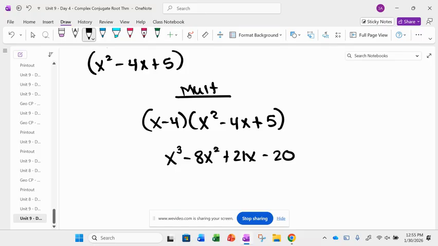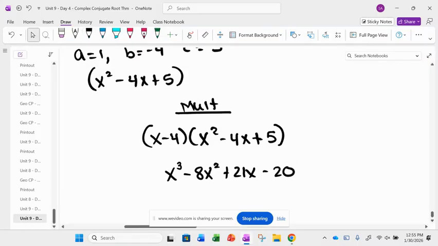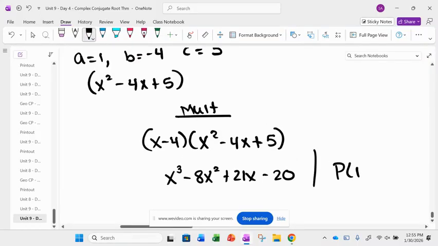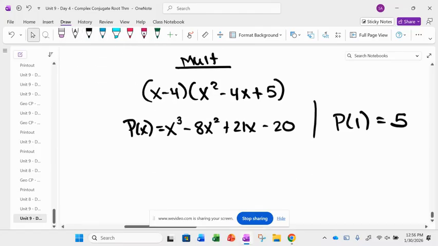But I added another layer in here. What did I say? We also need P of 1 to equal 5. What does that mean? So if this is our polynomial function, P of x, what does it mean when it says P of 1 equals 5? Good. When I plug in 1 for x, it should simplify down to 5. Let's see.